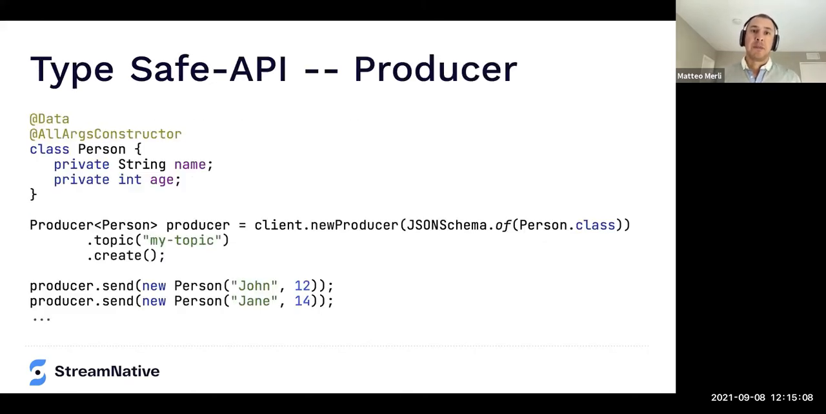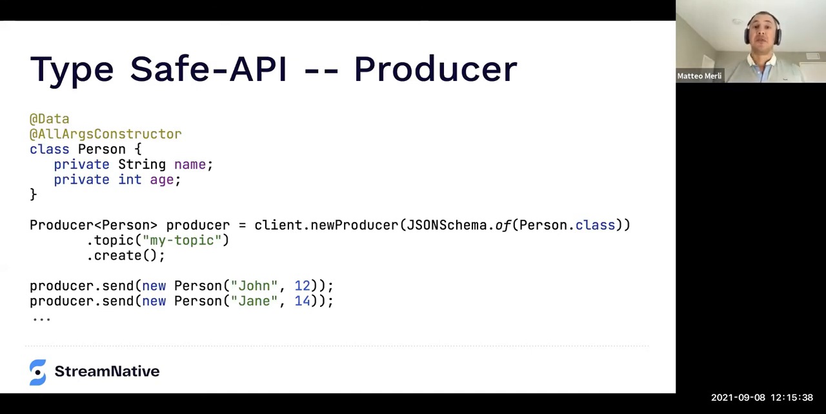And I talk about the type-safe API. So what does that mean? Type-safe API here means that you can create a producer not just of bytes, but a producer of an object. With this producer of an object, the Pulsar client library is also taking care of the serialization of the objects, and the serialization and deserialization in the consumers, based on the schema definition.